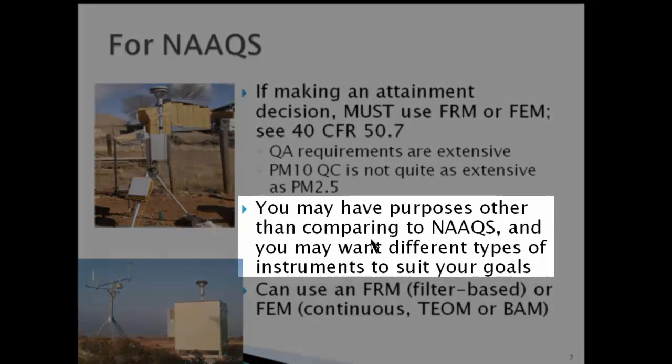So you may have purposes other than comparing against the National Ambient Air Quality Standards. I mean, not to say that when your data comes in, you're not going to say, well, are we greater than 150 micrograms per cubic meter, which is the limit for PM10, but you can't take that data from a Minie Ball and say, all right, EPA, use this data and tell us whether we're in attainment or non-attainment. But you may want to start off with screening. So that's fine. If you have different goals, you don't have to use an FRM or FEM.